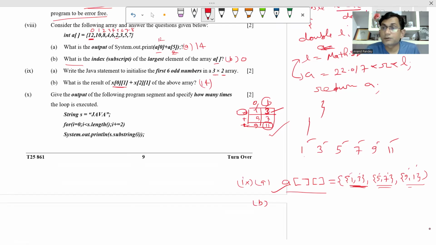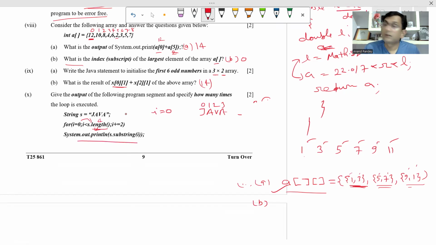Now coming to the last question of this section A. Give the output of the following program segment and specify how many times the loop is executed. Okay, let's discuss this. Here the value of S is JAVA, and here I'm writing index 0, 1, 2, 3. Now i equal to 0. S.length is what? 4. Condition true. Control will go inside the loop. Inside the loop, only one line.